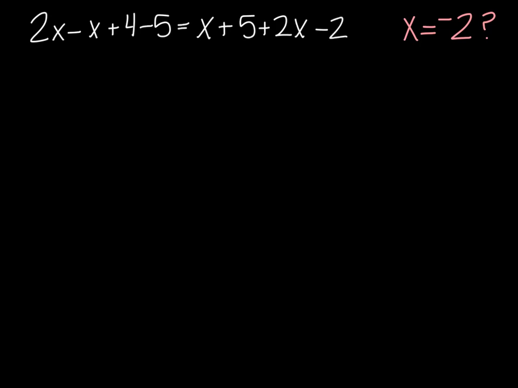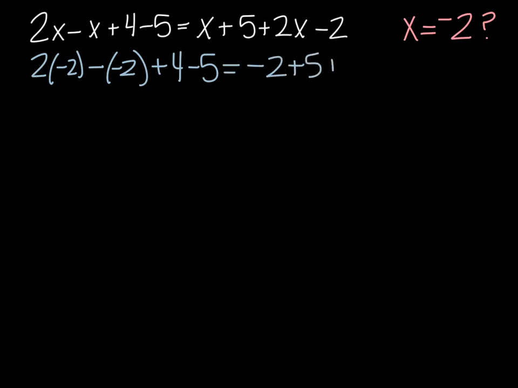All right, here's our last one. Now I have a solution of x equals negative 2. Be careful when we have negatives because you have to pay extra careful attention to make sure that you're substituting it in correctly. So if we have 2 times negative 2 minus a negative 2, I put it in parentheses to keep it separate, plus 4 minus 5 equals negative 2 plus 5 plus 2 times negative 2 minus 2. All right, I'm just going to kind of draw a line here to keep my sides separate so I can keep track of my work because I've got a lot going on.